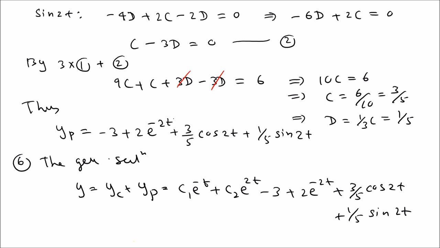So you can see that the only thing that we don't know is c1 and c2. To find that, we can use the initial conditions. Initial conditions we use at the end, that's what you remember. So step 7, using the initial conditions, we have y(0) equals 0, which means you plug in 0 for all the t's. So what are you going to get?